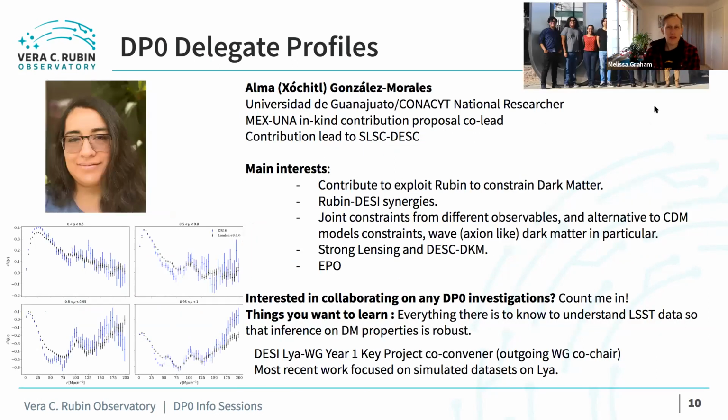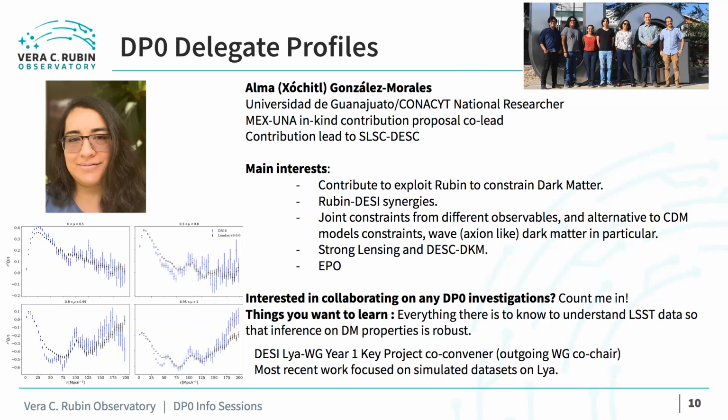Alma. Hi, I'm Alma from University of Guanajuato in Mexico. I'm a national researcher and I'm co-leading the Mexican in-kind contribution to DESC, and I'm also figuring out a work plan for contributions to strong lensing. My main interest in general science is constraints on dark matter, and so for Rubin, I would really like to find constraints from strong lensing.